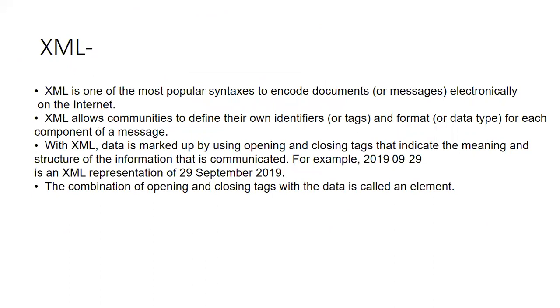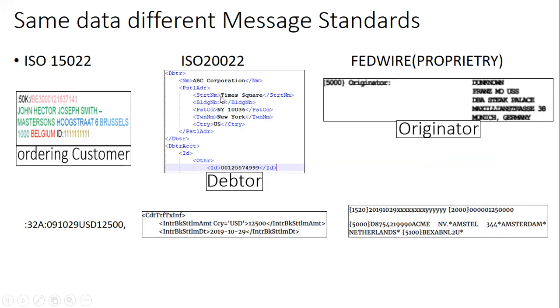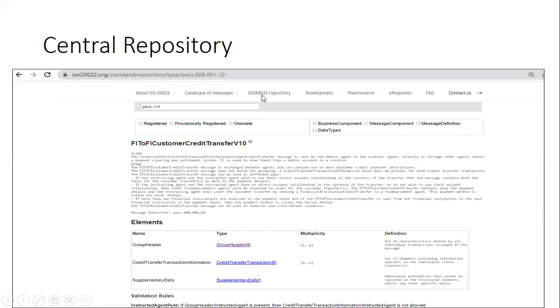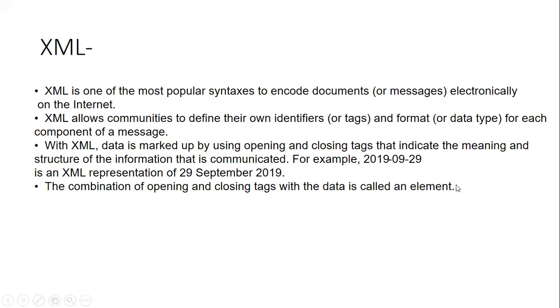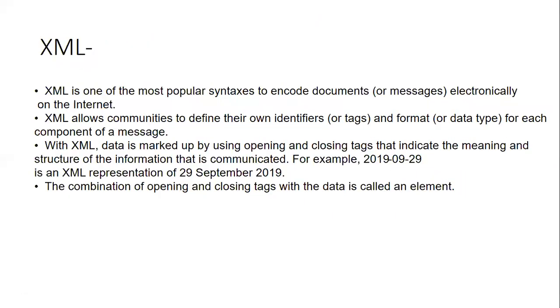The combination of opening and closing tags with the data is called an element, right? So this combination, street name opening and then closing together, is called an element. So basically you can call StrtNm an element. PstlAdr is a postal address, with opening and then closing of it here, and it is an element. Now, under that one element, there can be sub elements. As I said, under the PstlAdr element, there are sub elements like street name, building number, postal code, town name, country, etc. So this is about the XML.